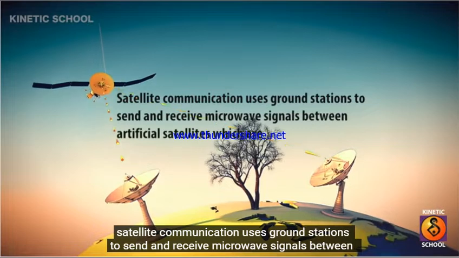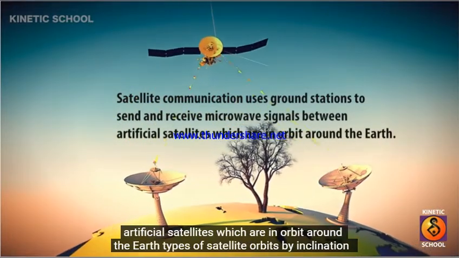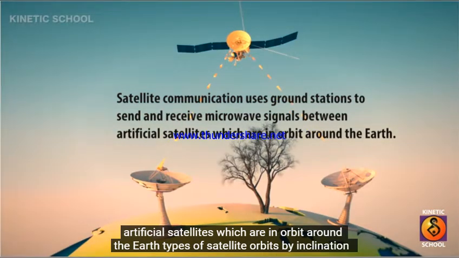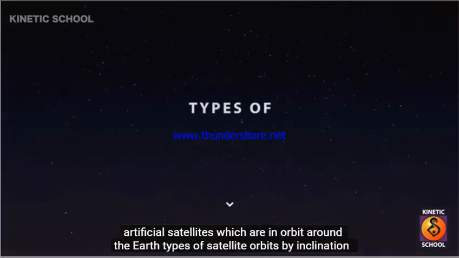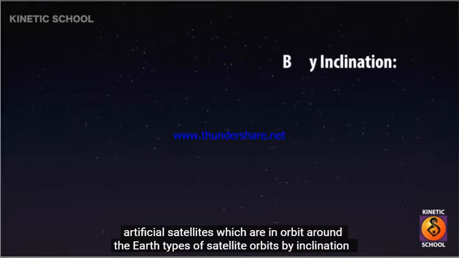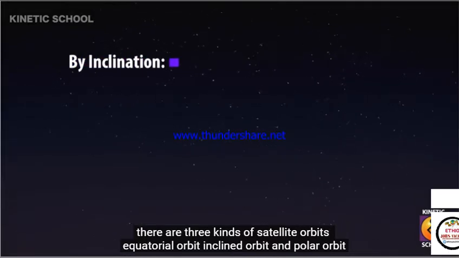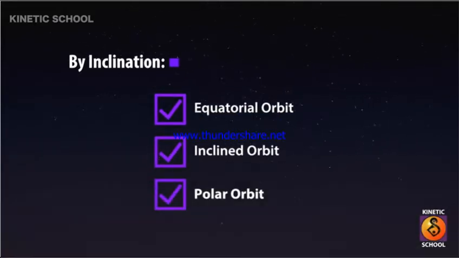Satellite communication uses ground stations to send and receive microwave signals between artificial satellites, which are in orbit around the Earth. Types of satellite orbits. By inclination, there are three kinds of satellite orbits: equatorial orbit, inclined orbit, and polar orbit.